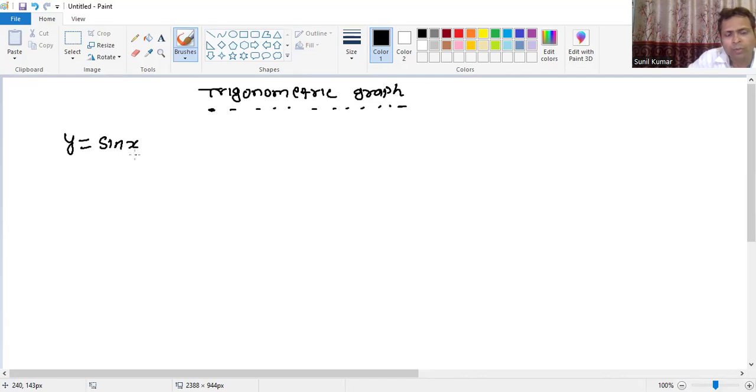So whatever basic angle values we know, try to tabulate them.